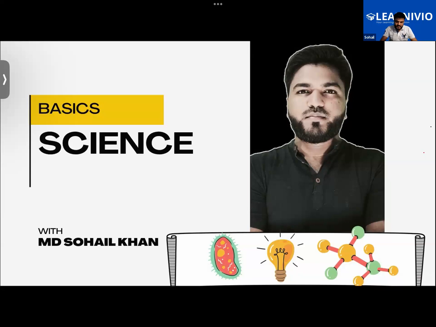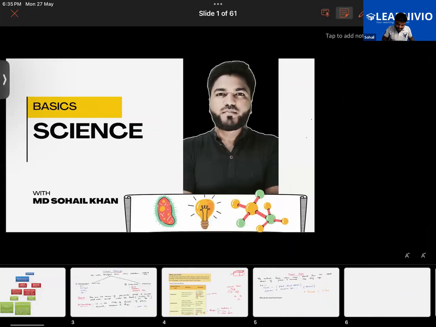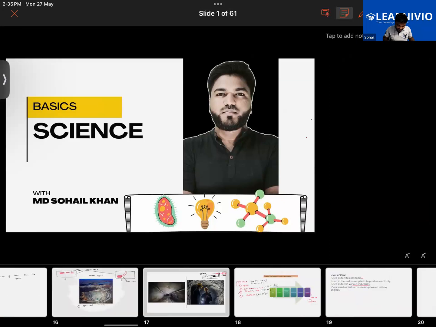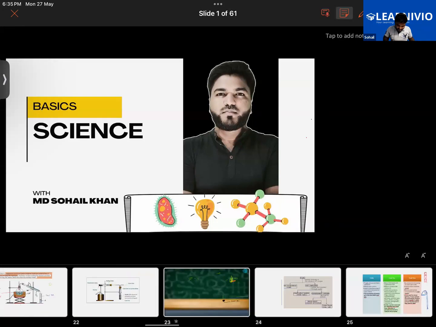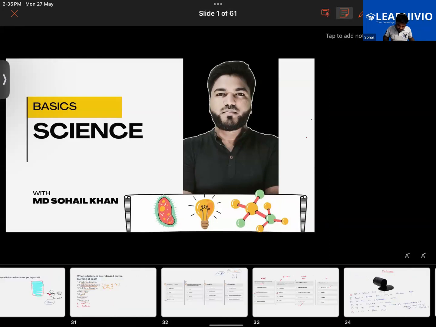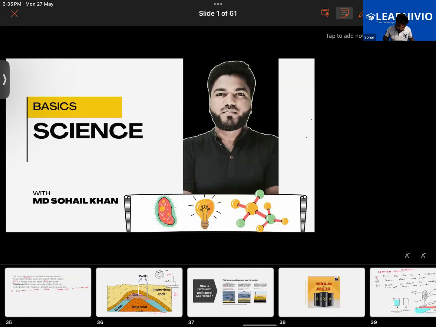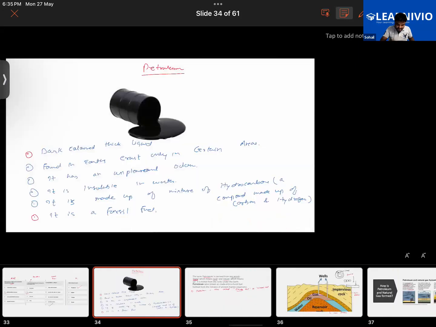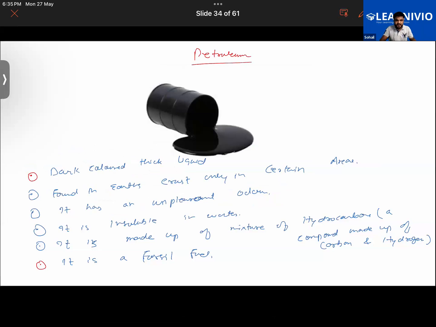Okay, so let's start the class. Today this chapter will be finished, and then we'll be doing some questions. Previously we learned about fractional distillation, how fractional distillation is done. In the previous class, we learned about petroleum. What are the properties of petroleum?